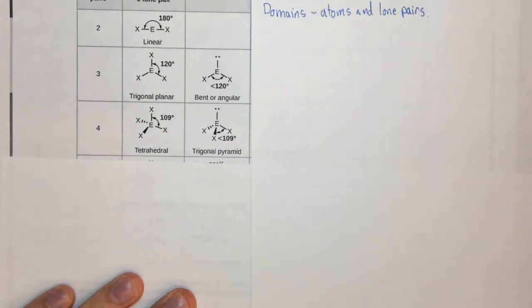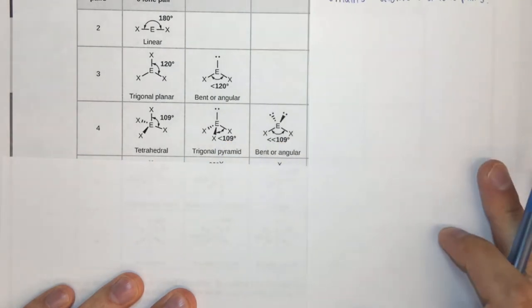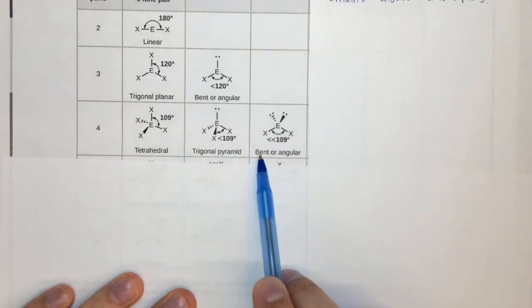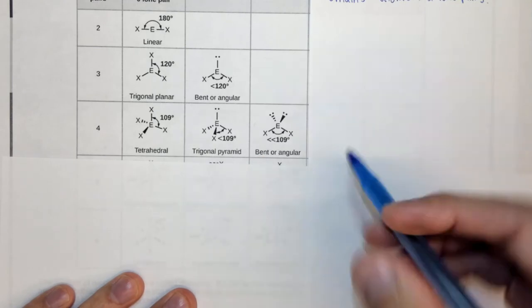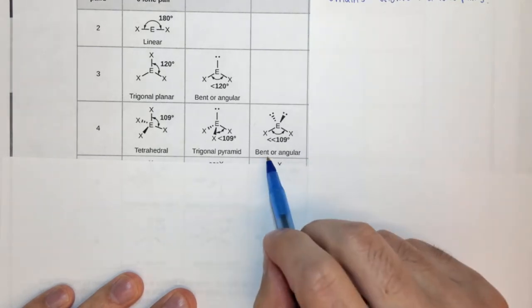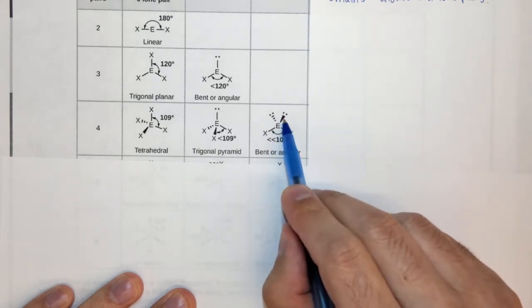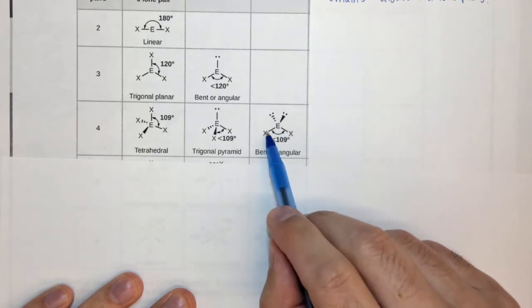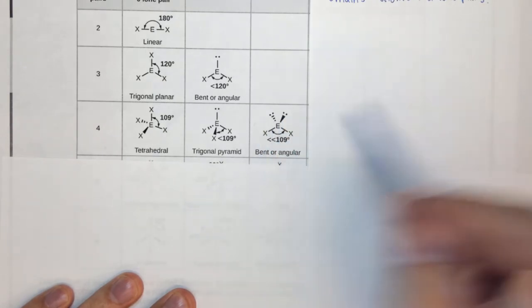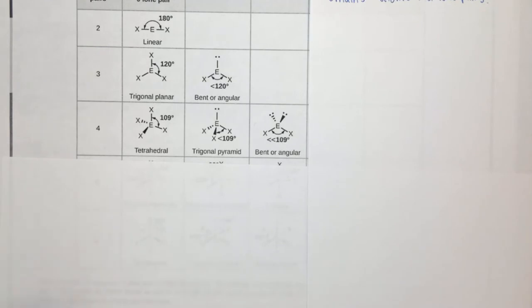In this case, you can actually have two lone pairs as well. And this is called bent. And this has a much less than 109.5 degree bond angle. And here you have two lone pairs, each of which is taking up a little bit more space, which is further compressing this 109.5 degree bond angle.